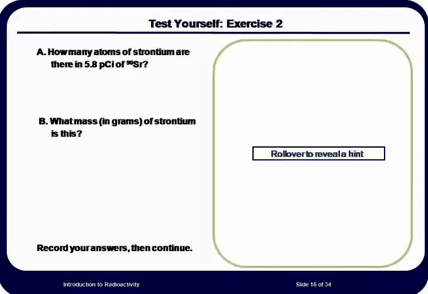Another test yourself exercise, number 2. Here, we want to calculate the number of atoms of strontium that are present in 5.8 picocuries of strontium-90. And we also want to calculate what mass in grams of strontium this corresponds to. These calculations both involve the use of equations in previous slides. Calculate both these amounts and then check your results with the next slide.